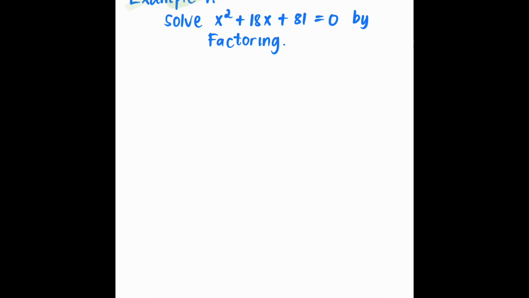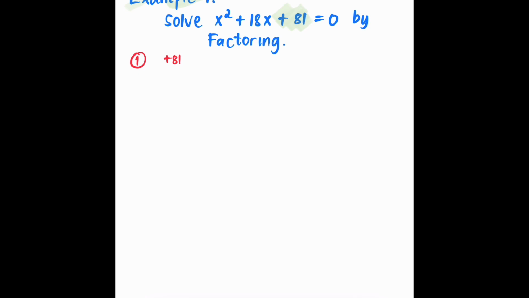So by applying the factorization method, we need to consider a few things. The first thing we need to consider is the constant term. So let's label it step 1. Now we need to consider for step 1 the constant term, and here we have positive 81. So positive 81 is the constant term, and what we need to do is list down all the possible factors of 81.